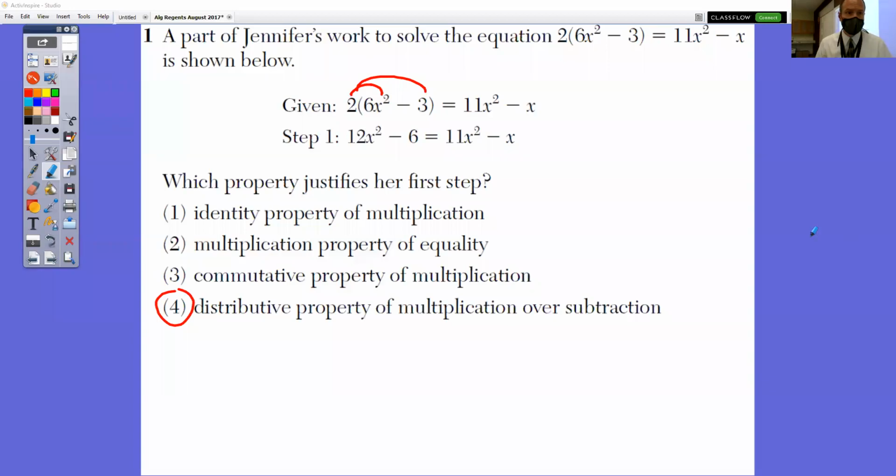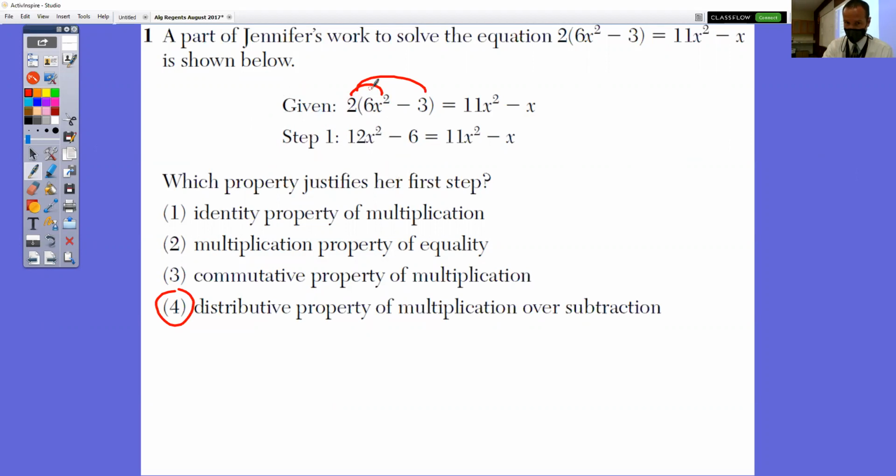This is the multiple choice section of the Algebra Regents for August 2017. So in question number 1, it says, part of Jennifer's work to solve the equation is shown below. So this part was given, and we want to know how she got from the given to step number 1. So what property did she do?